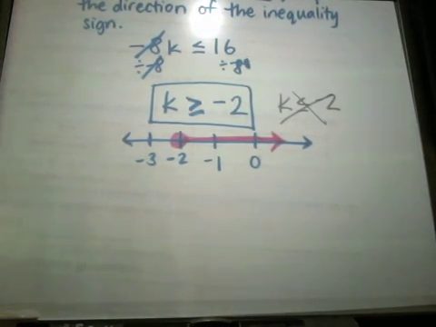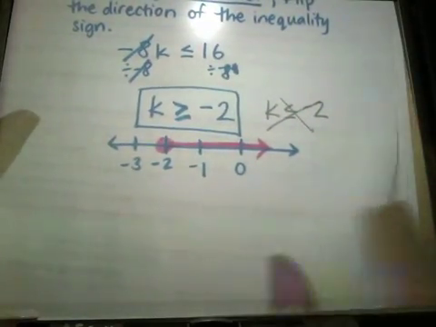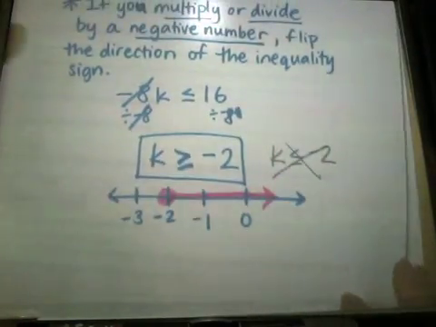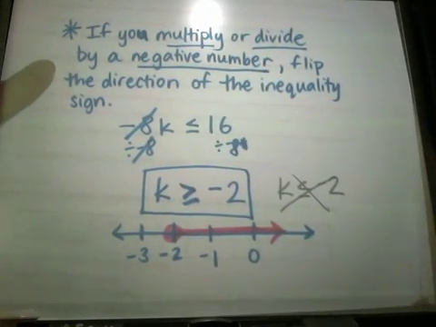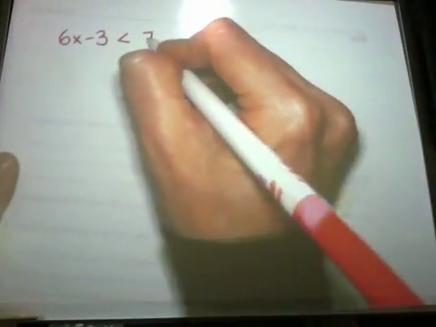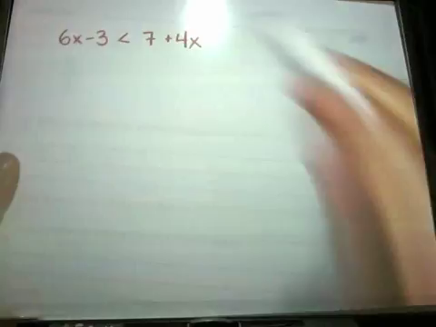Okay, I'm just going to show you one or two more examples. For the most part, except for this rule, you're going to treat these just like you would if it had an equal sign instead of an inequality. So, for example, 6x minus 3 is less than 7 plus 4x.